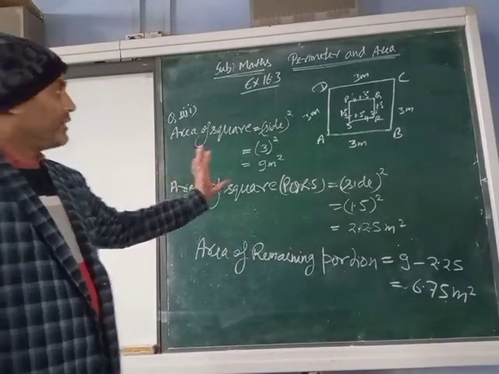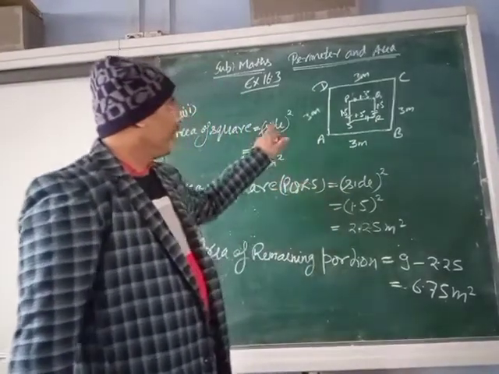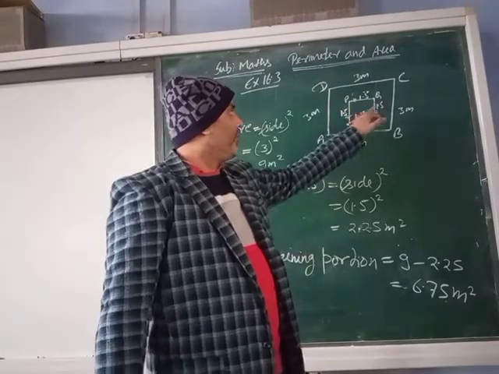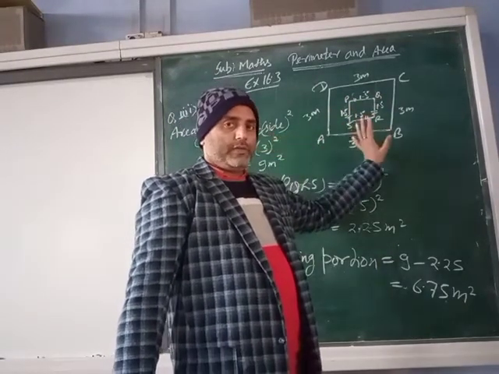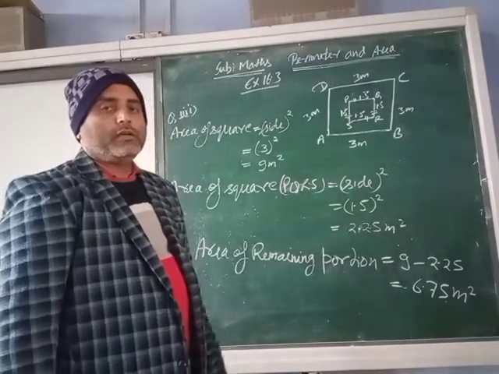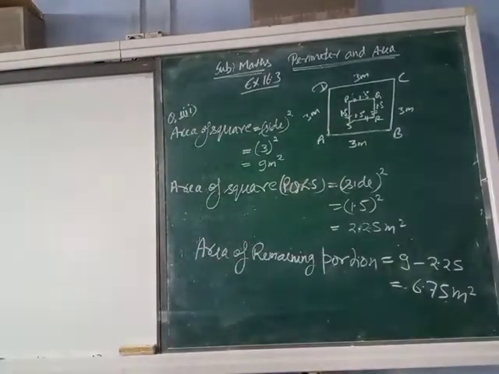Once again, listen. Area of ABCD, first we will find out, that is 9 meter square. Area of P, Q, R, S, their side is 1.5, 1.5, 1.5, 1.5. Find out the area, then subtract this, you will get the area of the left portion or the area of the remaining portion.